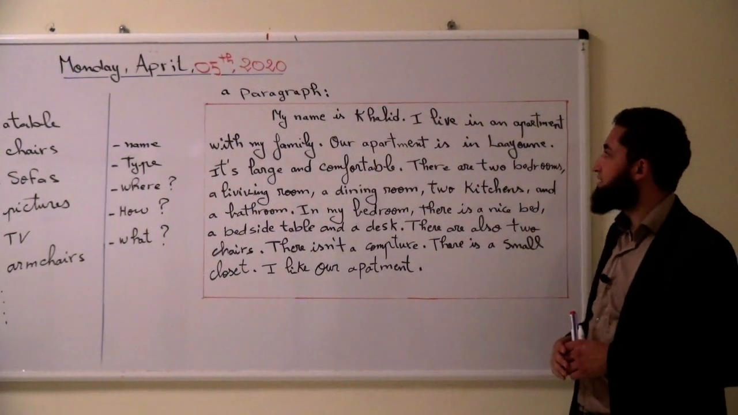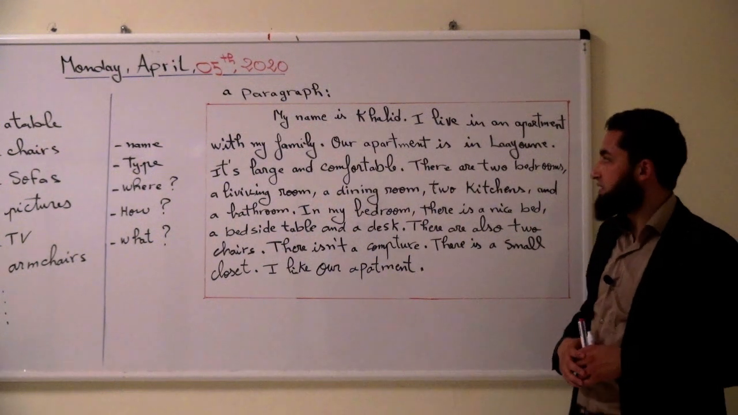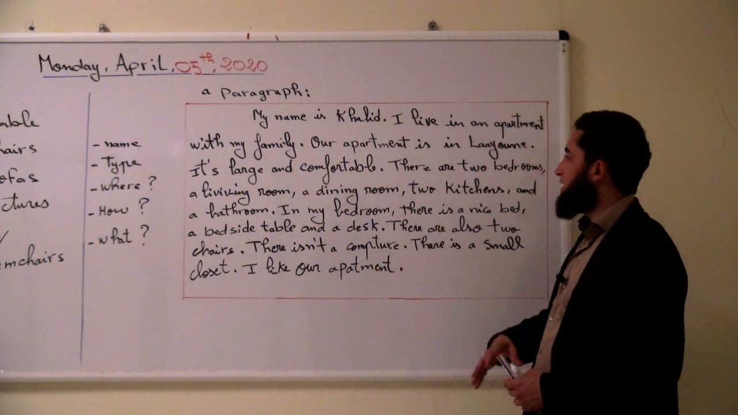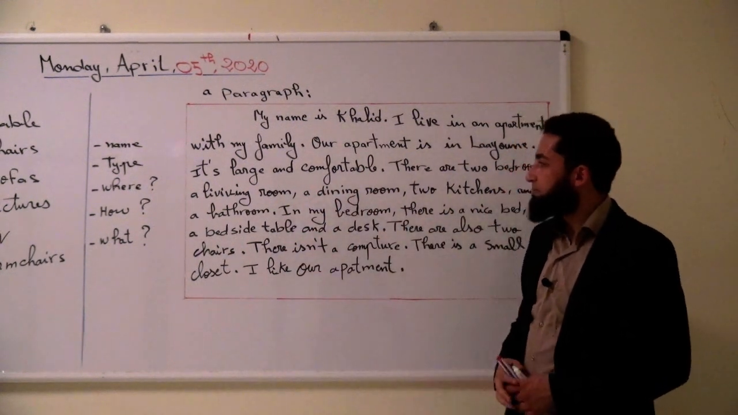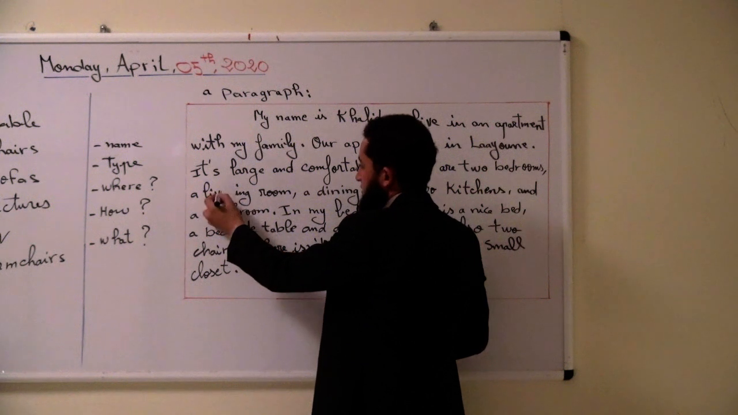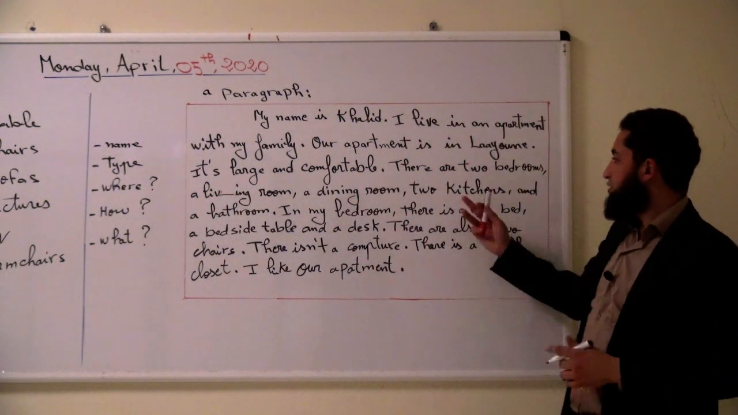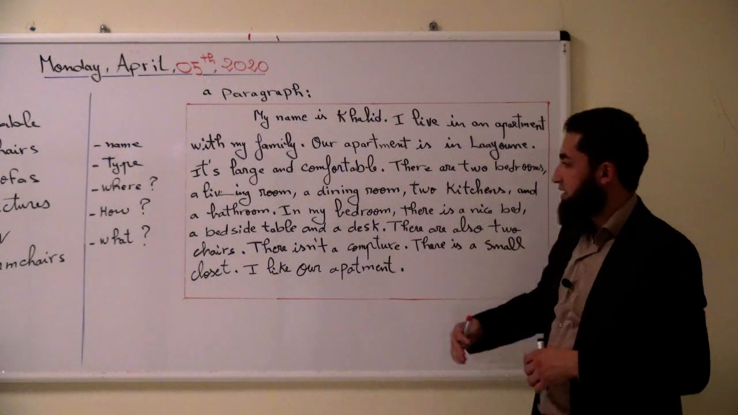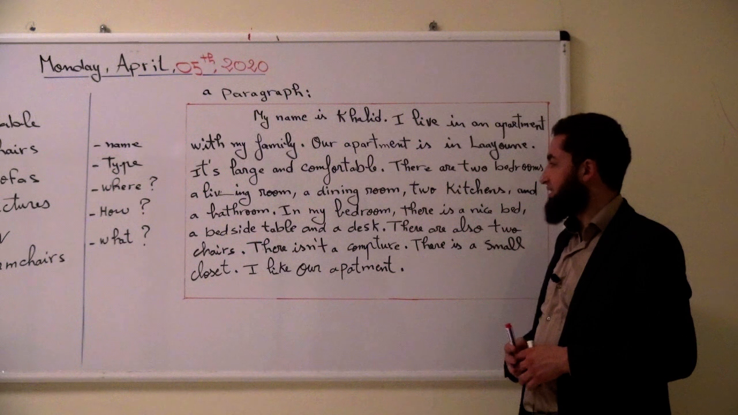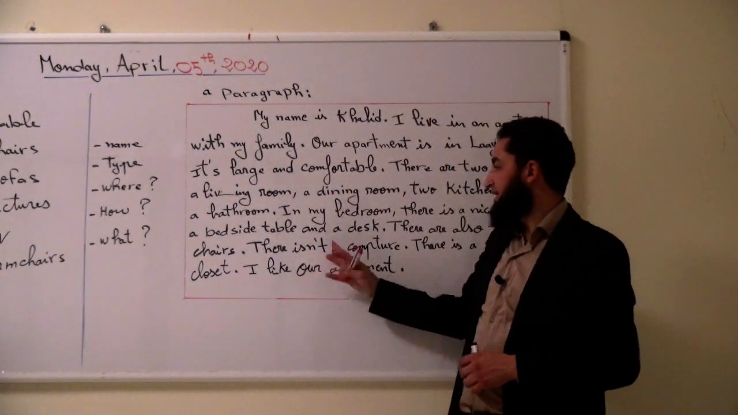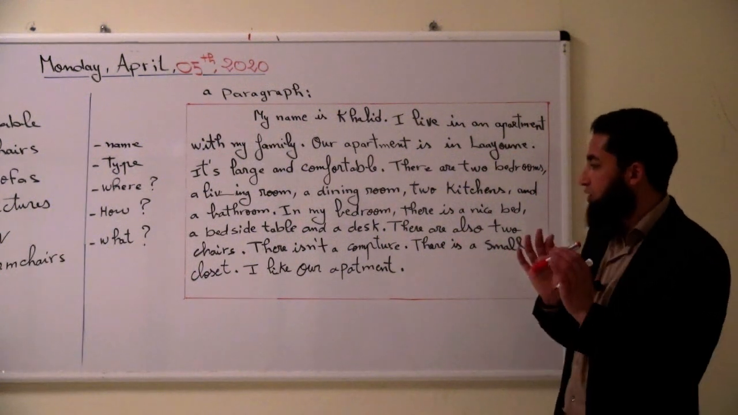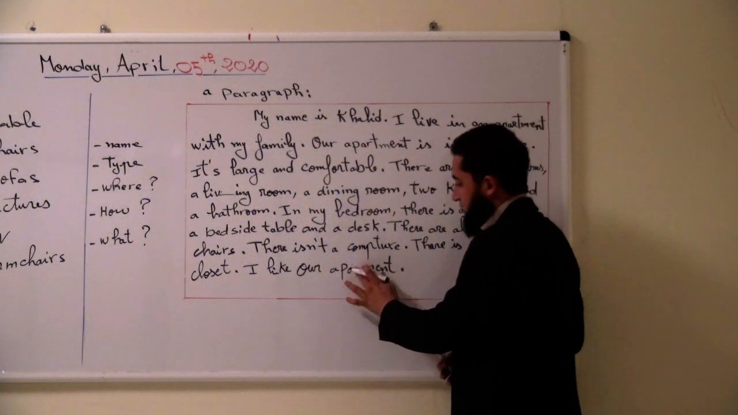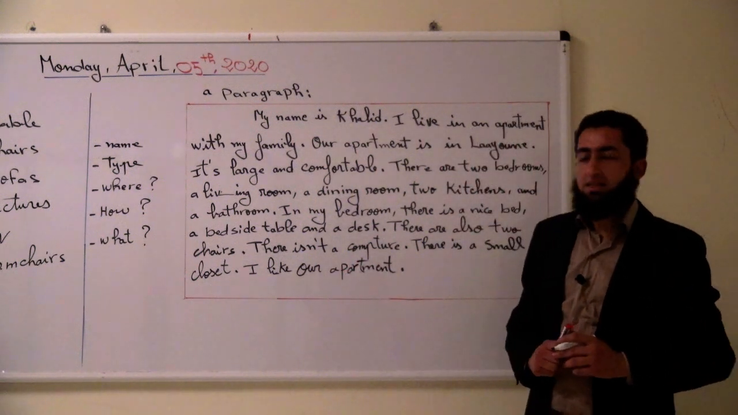My name is Khalid. I live in an apartment with my family. Our apartment is in Laayoune. It's large and comfortable. There are 2 bedrooms, a living room, a dining room, 2 kitchens, and a bathroom. In my bedroom, there is a nice bed, a bedside table, and a desk. There are also 2 chairs. There isn't a computer. There is a small closet. I like our apartment. Okay? So this is just an example.